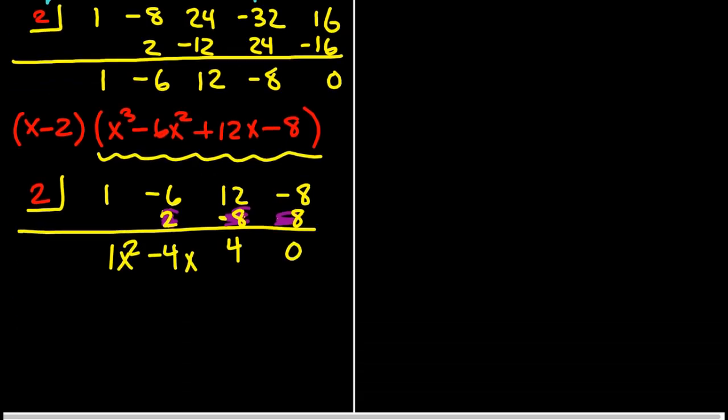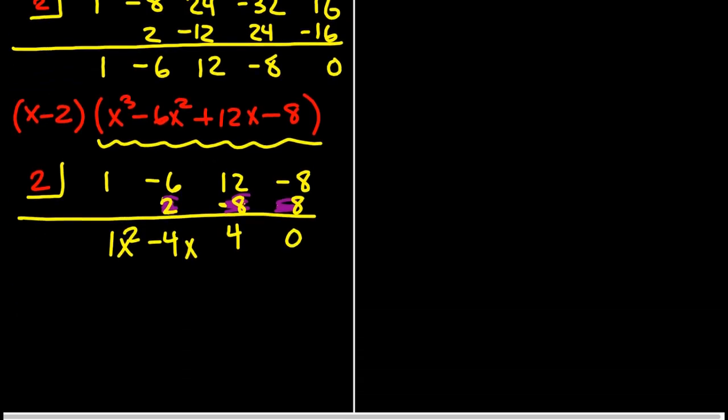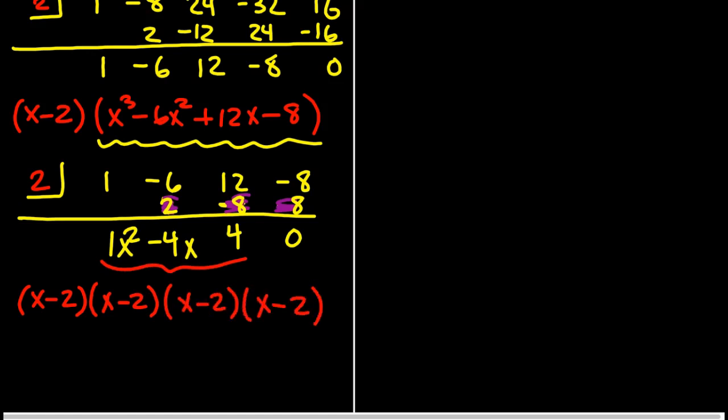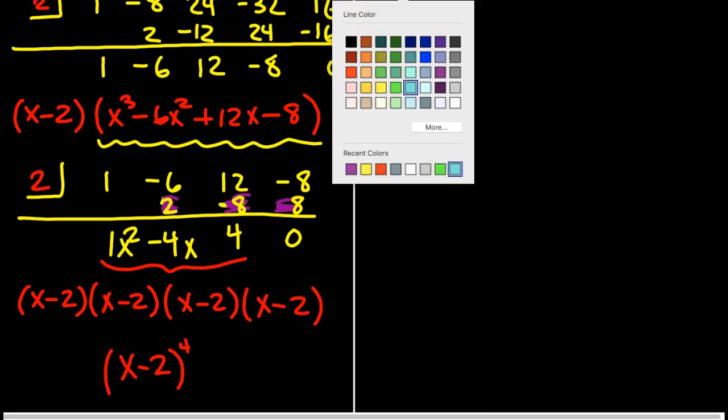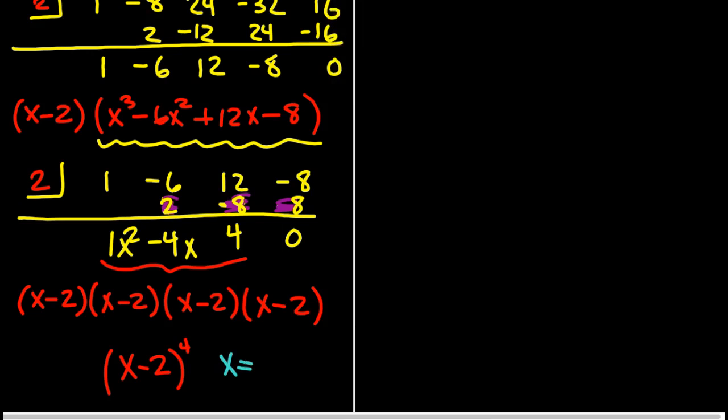So I'm whittling this down. Once you get it down to a quadratic, you should be able to unfoil it, and if it doesn't unfoil, then you can use the quadratic formula. So I have x minus 2 twice, and lo and behold, this is another perfect square, so it ends up being x minus 2 times x minus 2, 4 times. So this is a perfect fourth power. This was x minus 2 to the 4th power, so the solution here is 2 with a multiplicity of 4.